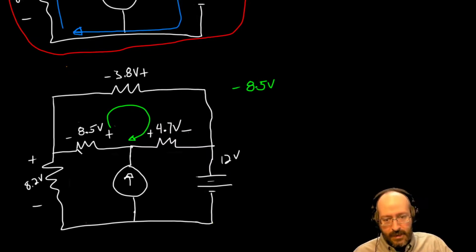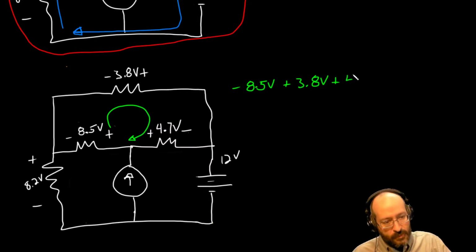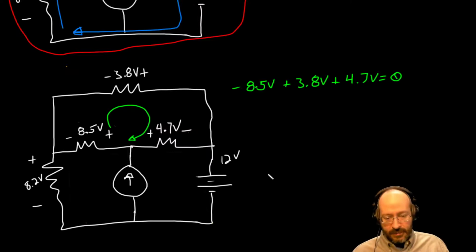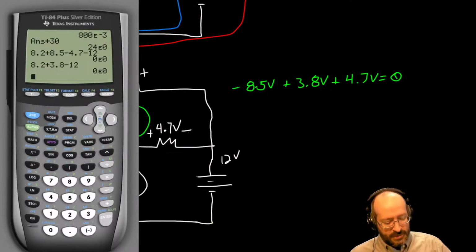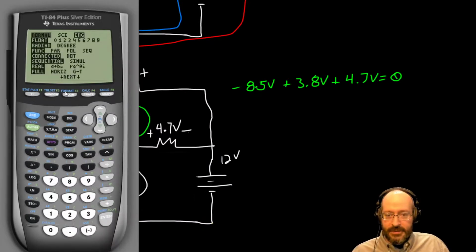All right, now we continue following around here. We go from left to right. We're going negative to positive, so it's positive 3.8 volts. Okay, continue moving around here, and we go from negative to positive, so it's positive across the 4.7 volts, and that should be equal to 0. Let's give it a check. Negative 8.5. Oops. Ooh, I can type in here. Check that out.